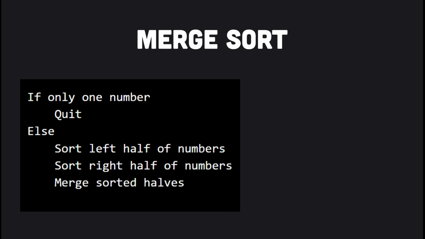Merge sort. Worst case, big O of n log n. Best case, omega of n log n, theta of n log n. This makes merge sort incredibly efficient and stable, which is why it's a go-to algorithm in many real-world systems.